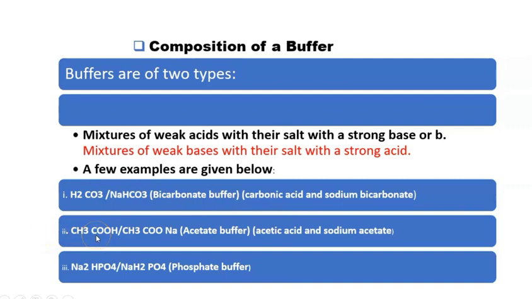So number 2 example. This is your acetic acid, and this is your sodium acetate, and we call it an acetate buffer, having a composition of acetic acid and sodium acetate. That's what we are talking about. And then look at your phosphate buffer. You see now, this is disodium hydrogen phosphate or sodium dihydrogen phosphate, and we call it a phosphate buffer.